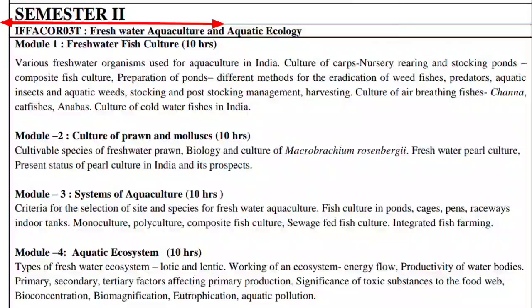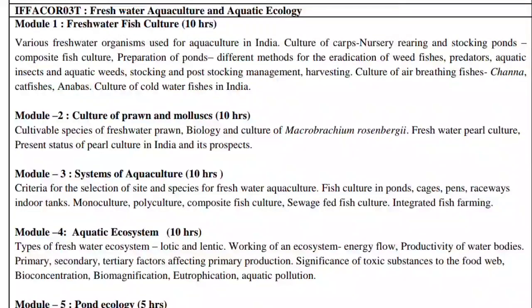Now let's see Freshwater Aquaculture and Aquatic Ecology. Module 1, freshwater fish culture. Freshwater fish culture includes the topics: various freshwater organisms used for aquaculture in India, culture of carps, nursery rearing and stocking ponds, composite fish culture, preparation of ponds, different methods for the eradication of weeds, weed fishes, predators, aquatic insects and aquatic weeds, stocking and post-stocking management, harvesting, culture of air-breathing fishes, channas, catfishes, anabas, culture of cold water fishes in India.